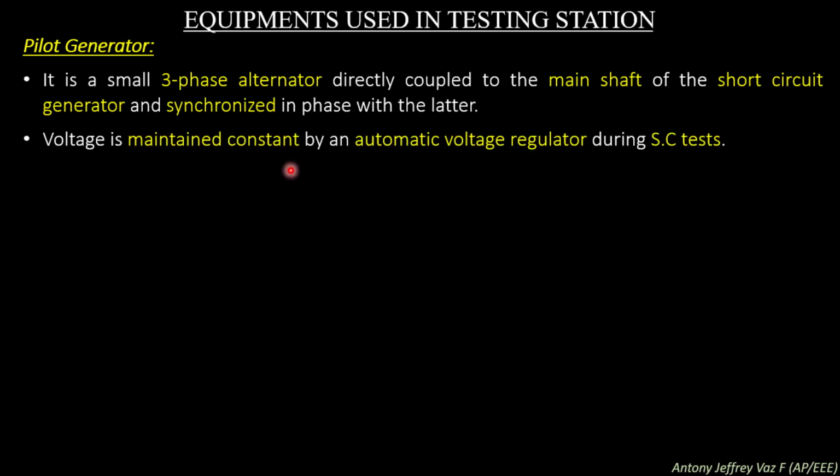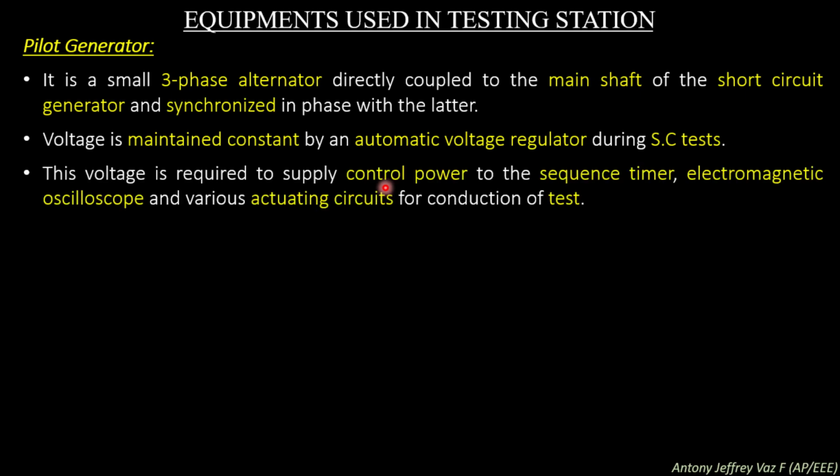Voltage is maintained constant by an automatic voltage regulator during short circuit test. Since both the mechanical shafts are connected, that is the mechanical shaft of the short circuit generator and the pilot generator, while applying short circuit, the voltage created by the pilot generator gets decreased. So, to avoid this and maintain a constant value, the automatic voltage regulator is provided during short circuit test.